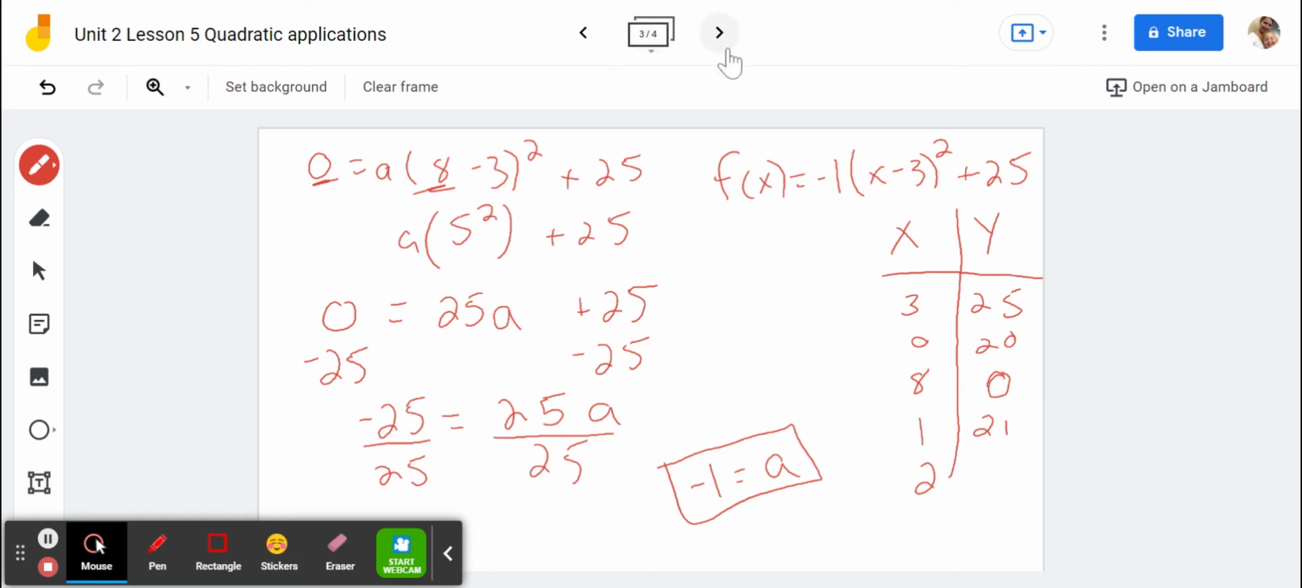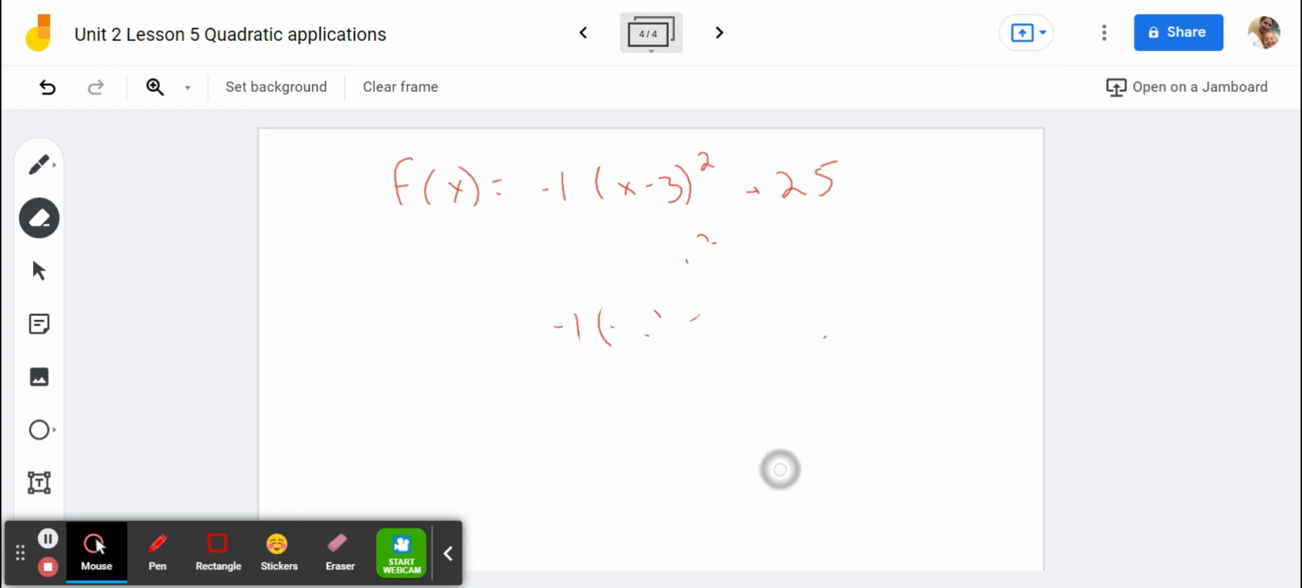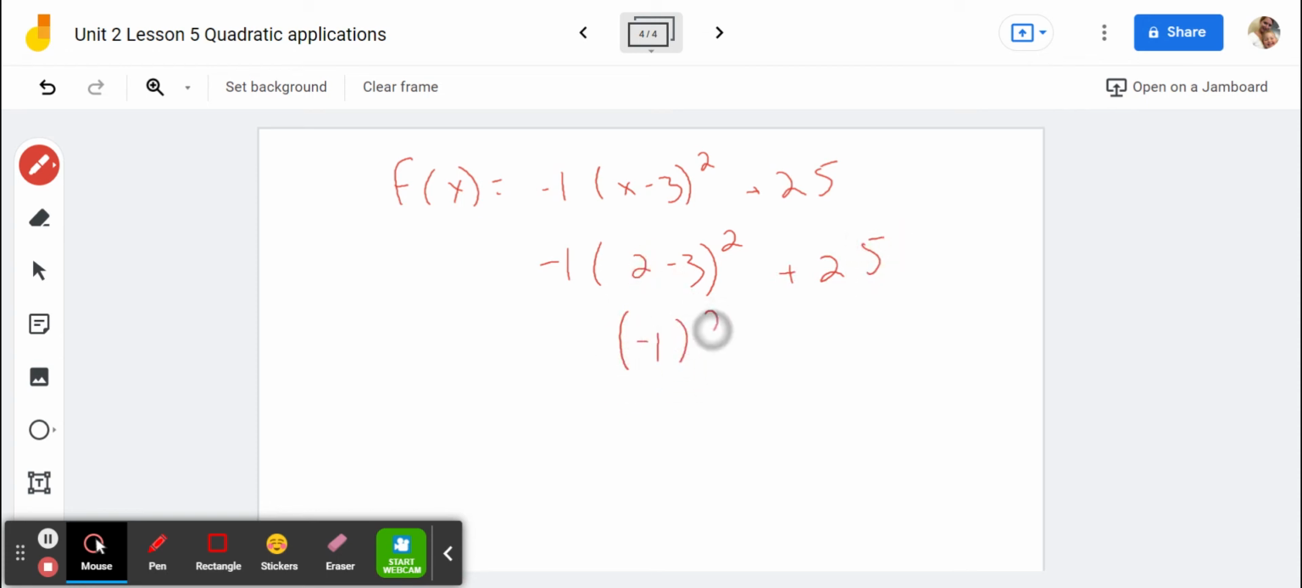So let's go ahead and put 21 on my table. Okay, so that's my next one, and 1 more point. I want to make it really easy, so I'm going to use the same page. So let me get this all erased really quick. All right, so now I'm going to input 2 for my x. So I'm going to have negative 1, 2 minus 3 squared plus 25. All right, so 2 minus 3 is negative 1 squared times negative 1 plus 25.